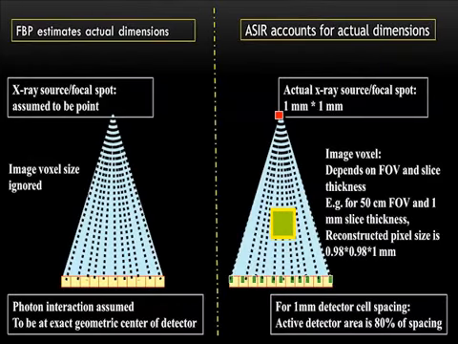So let's start with ASIR, which is the GE technique. The algorithm, the better mathematical estimate, says that for filtered back projection, FBP, we assume the focal spot is an infinitely small spot, we ignore the voxel size, and we assume the exact geometric center of the detector is detecting to make a line integral. But in the actual world, the focal spot is roughly 1 by 1 millimeter, the voxel size depends upon your field of view and your slice thickness, which can be something like 0.9 by 0.9 by 1, and the detector cell spacing, or the active detector area, is 80%. So it's not exactly a line, and these corrections are included in ASIR.